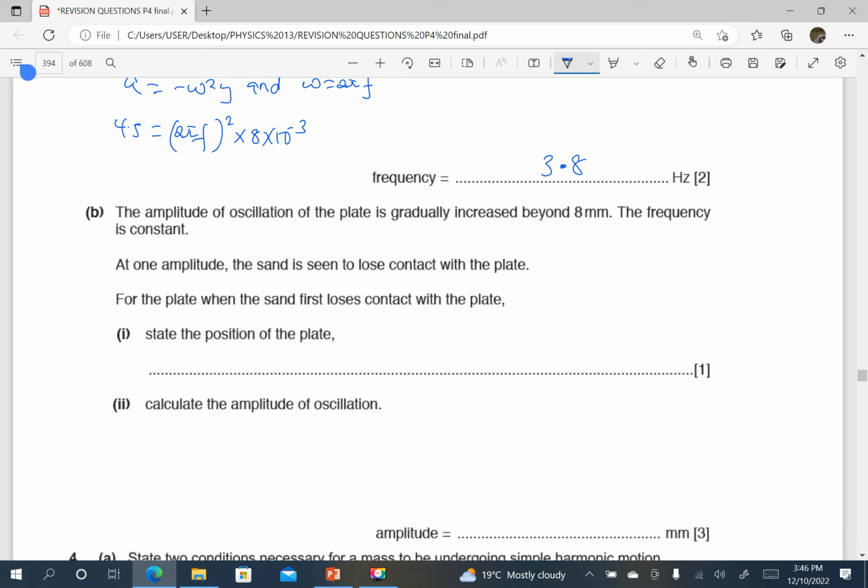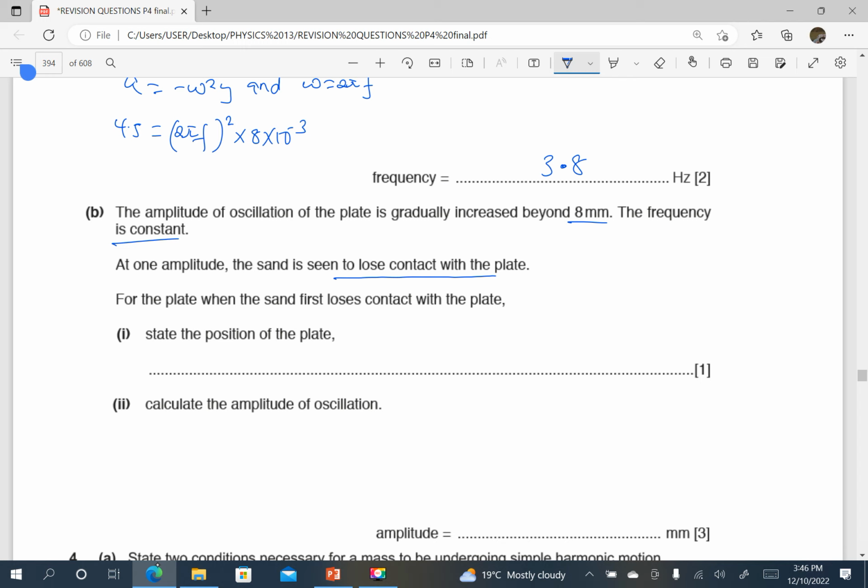The amplitude of oscillation of the plate is gradually increased beyond 80 millimeters. The frequency is constant. At one amplitude, the sand is seen to lose contact with the plate. Note we saw in one of the examples that the object on top will lose contact when it is at the maximum height. And at that point, when it loses contact, the object moves almost at the acceleration due to gravity. It is just under the influence of gravity when it loses contact with the plate, which is attached to the vibrator or the oscillator.